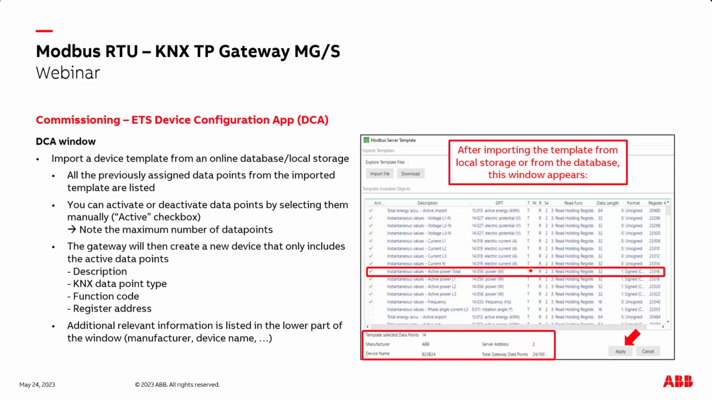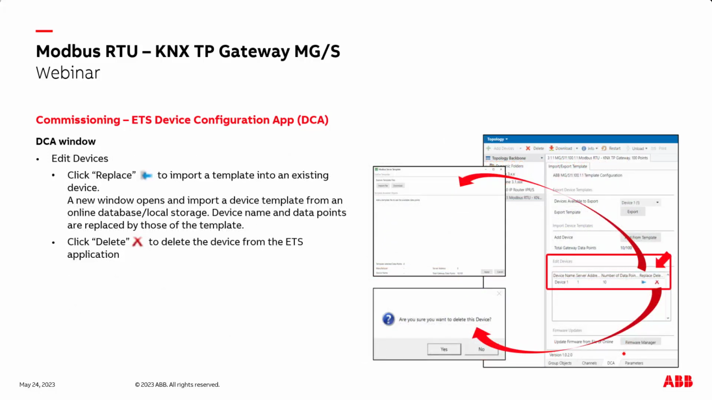So you import only this template, and then maybe you can activate or deactivate some of these data points and click on the button apply. That's all. Then you have done it: you say okay, I use these default settings, click on the button apply, and then you have it in the list.